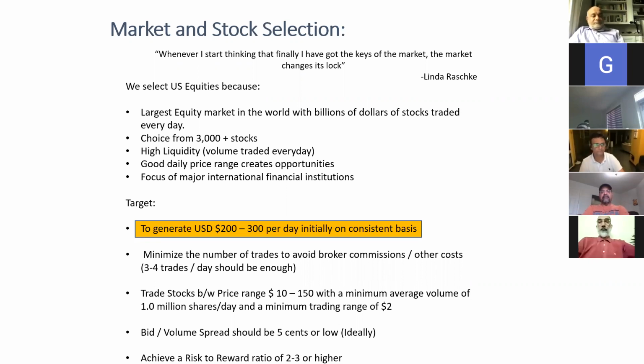In fact, it's around 7,000, counting both large cap and mid cap and small cap.